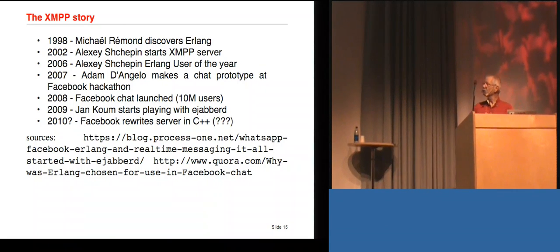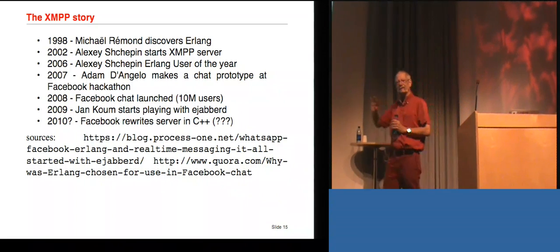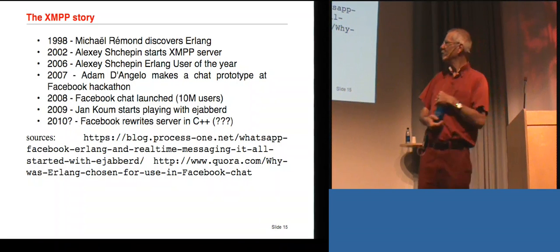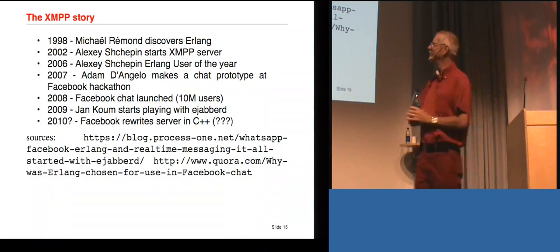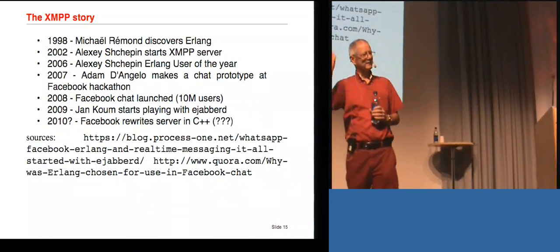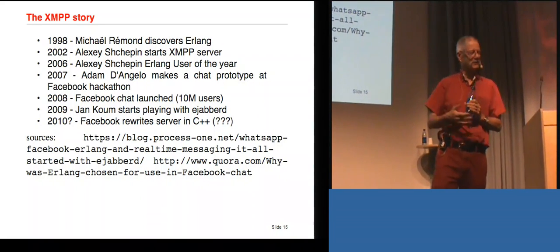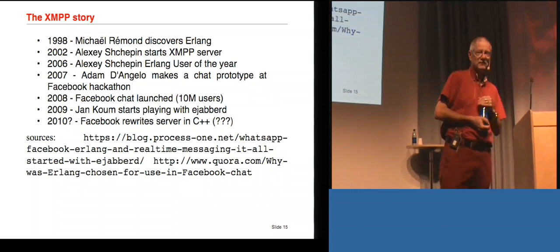And of course, around about 2010, I don't know the exact dates here, Facebook dropped the Erlang server, rewrote it in C++ or something. Of course, that was after Jan Koum had started his little track. So you know, he couldn't read the future. He didn't know that Facebook was going to drop it in a couple of years' time.